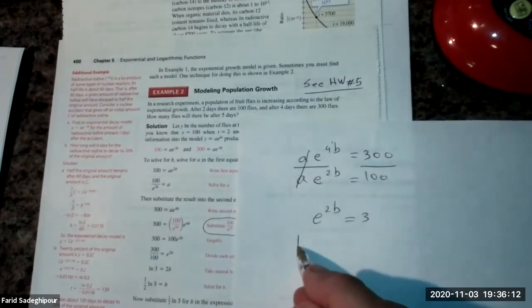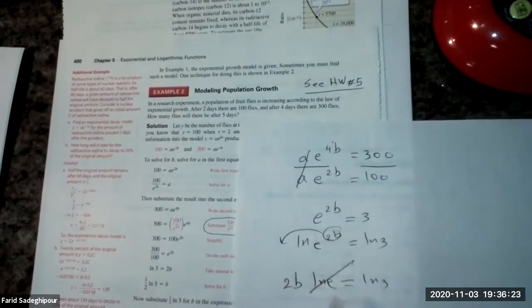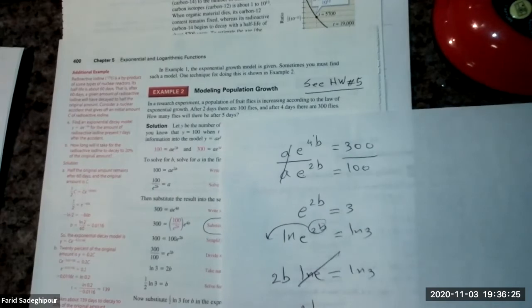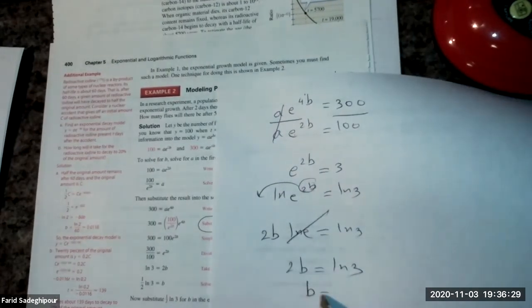So then I'll put the ln on each side and bring the 2b to the front. 2b natural log of e is natural log of 3. This is 1. So 2b is natural log of 3. And b is natural log of 3 over 2. That's another way to do this problem.